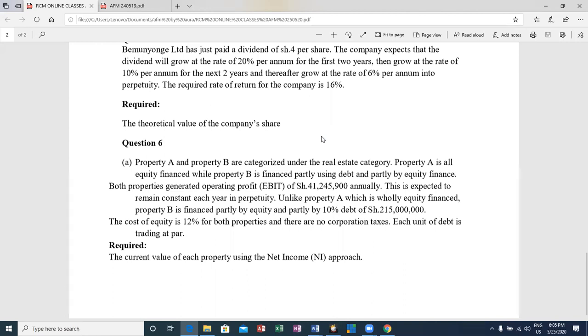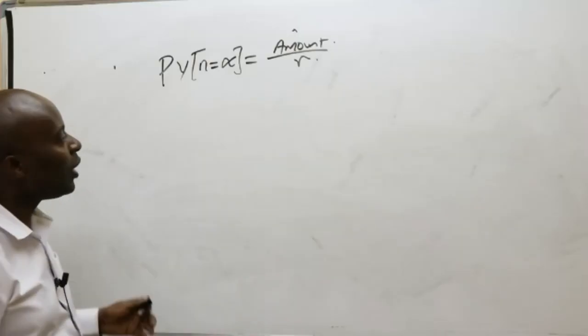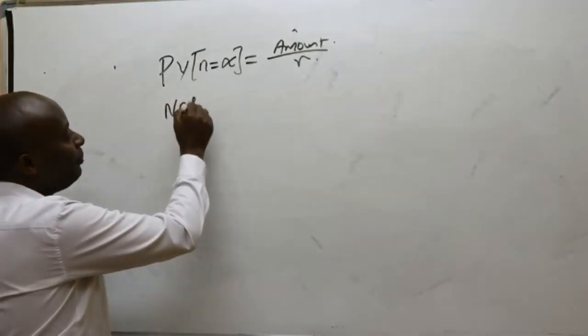The same case here, they have told us that our properties do not have a useful life. Their n is not given. They are going to stay with us forever. And then they want us to value them using net income.